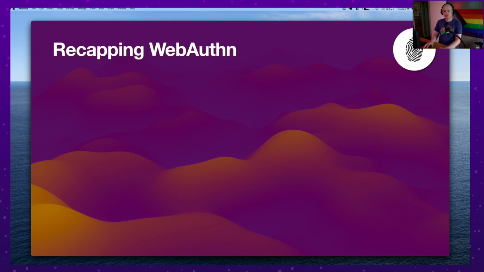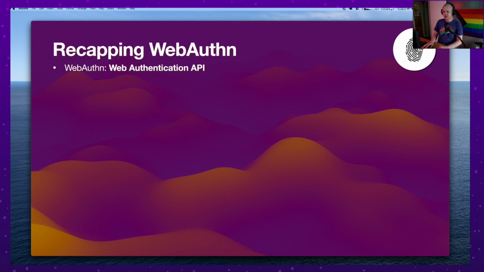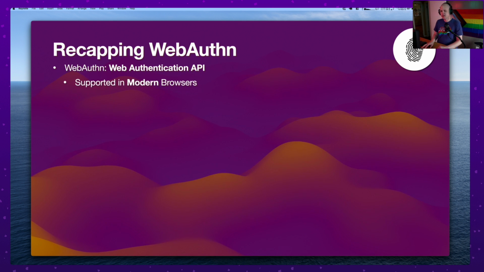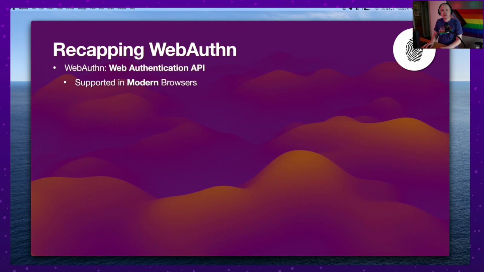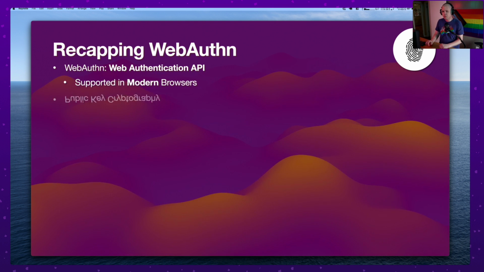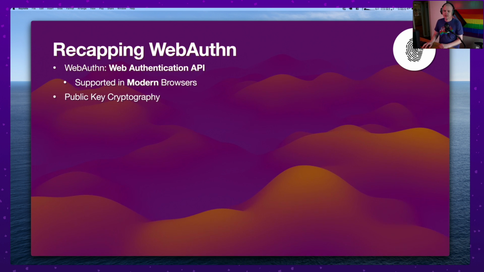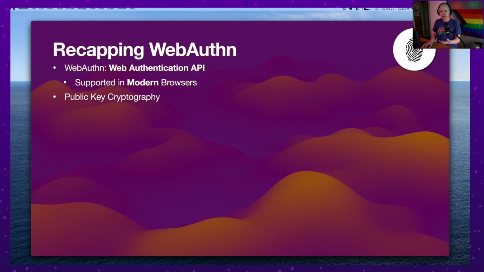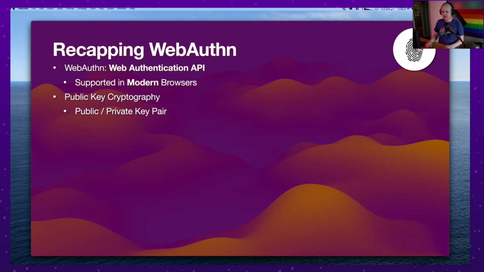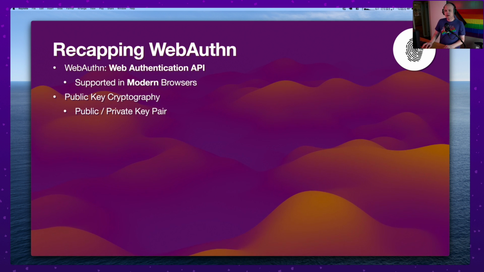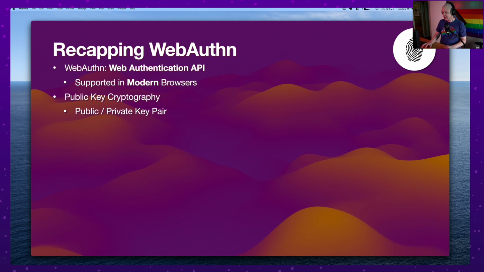So just to recap what we've seen today, we're looking at WebAuthn, which is the Web Authentication API. It's supported in modern browsers, so I think almost everything aside from Internet Explorer and some of the more obscure mobile browsers. It uses public key cryptography, which is very secure, very hard to hack, if possible even. And public key cryptography is basically public-private key pairs.